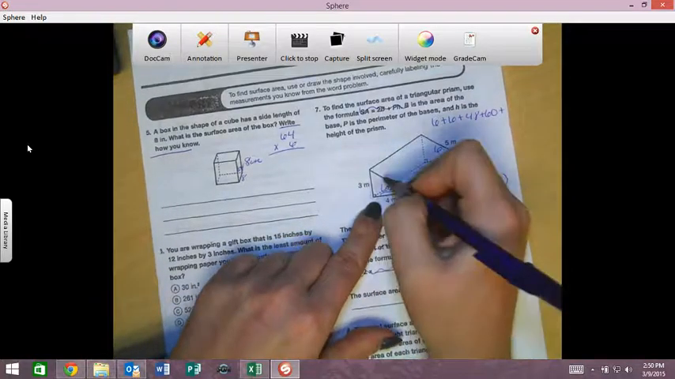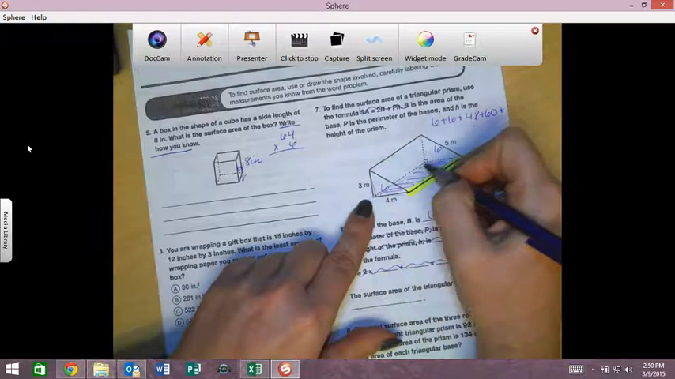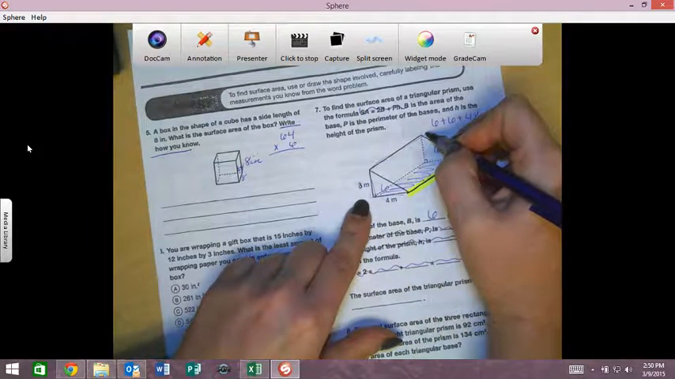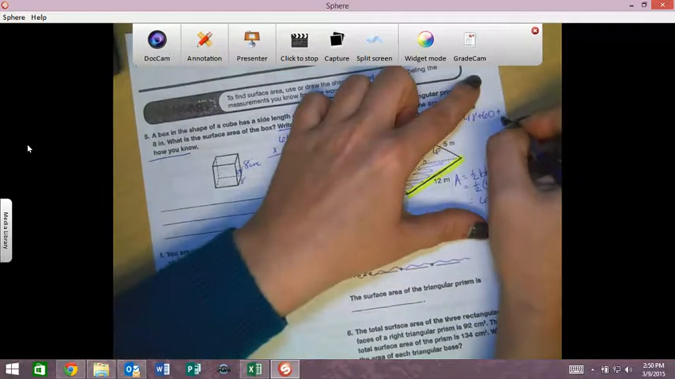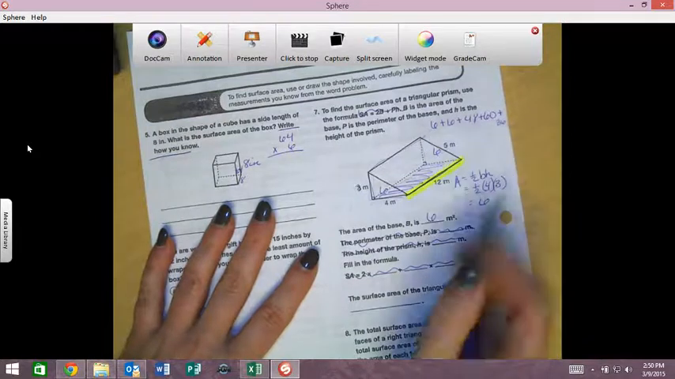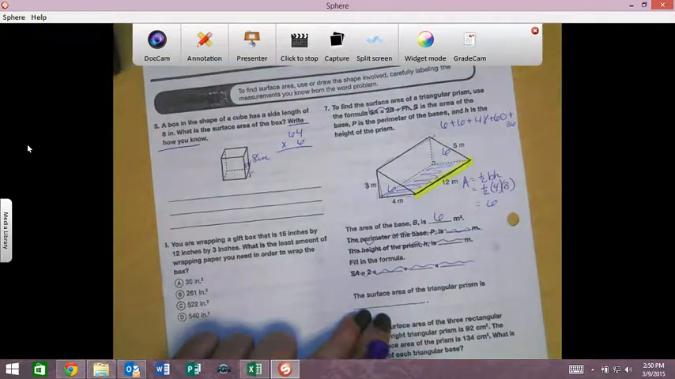And then our back rectangle, that's this one back here, is only 3 by 12. So 3 times 12 is going to give you 36. Sorry, I ran out of room. So when you add all of these together, that is where you're going to get your total surface area.